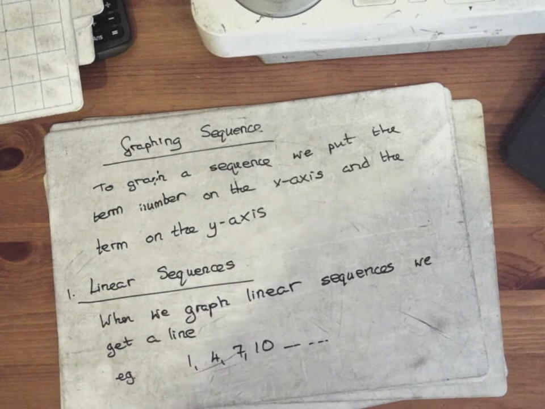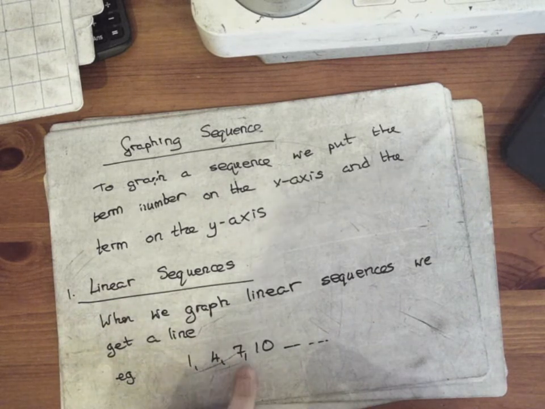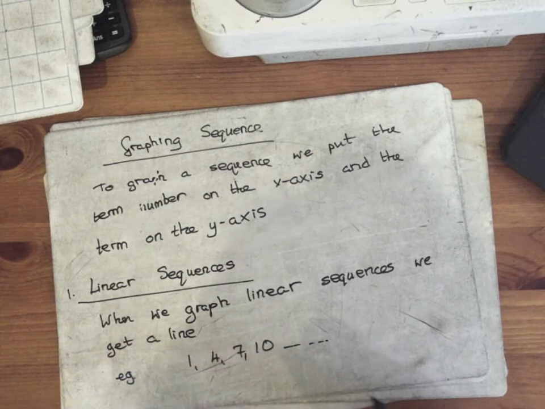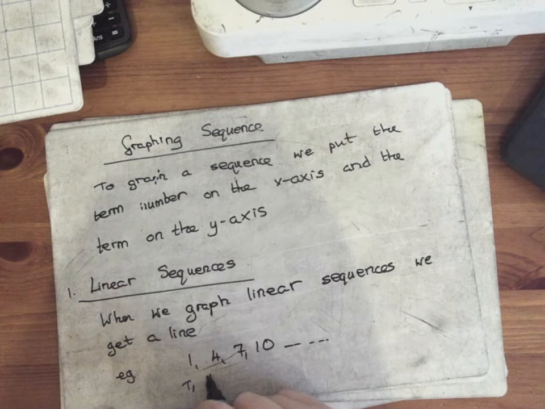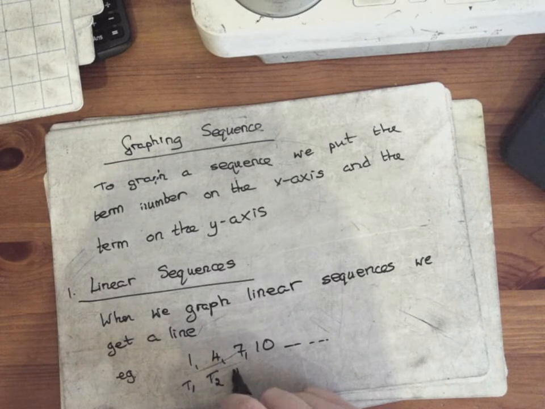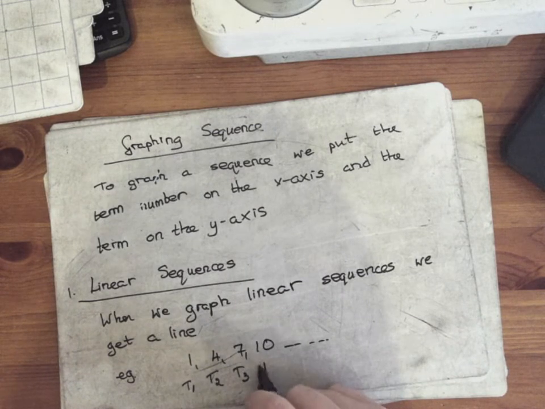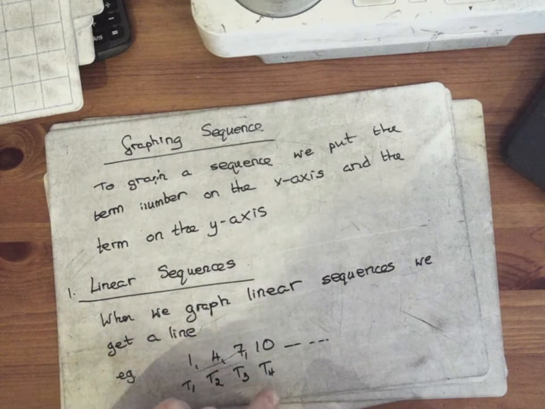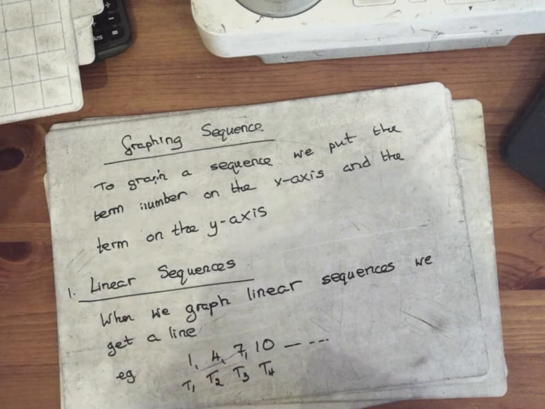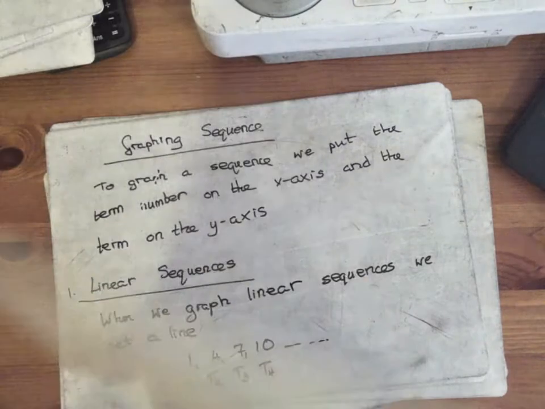For example, here's a linear sequence. 1 goes to 4, I'm adding on 3, adding on 3, adding on 3, etc. This is term number 1, term number 2, term number 3, and term number 4. So term number 1 is 1, term number 2 is 4, term number 3 is 7, term number 4 is 10. So you get your graph.